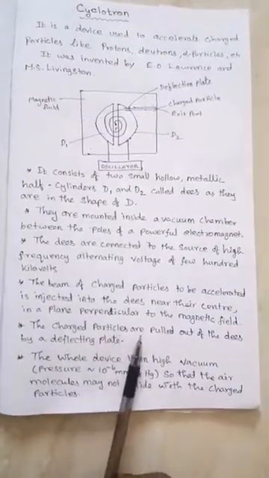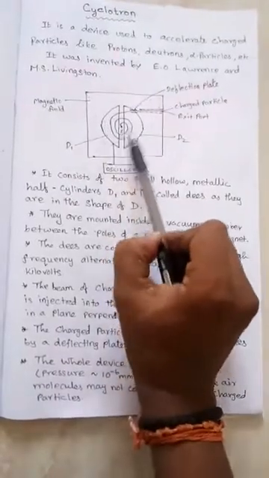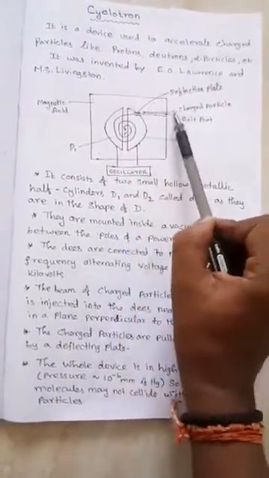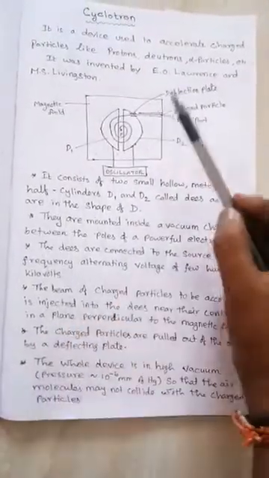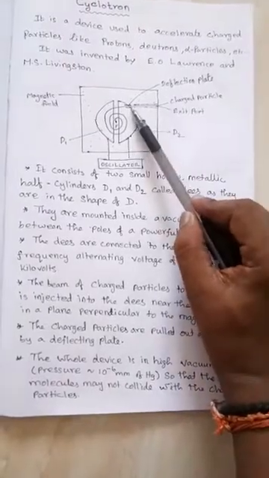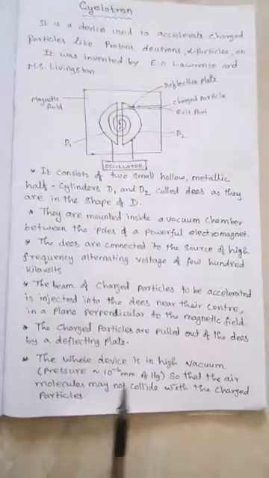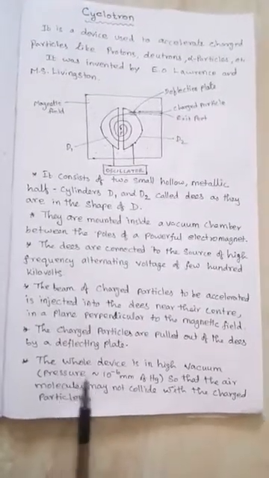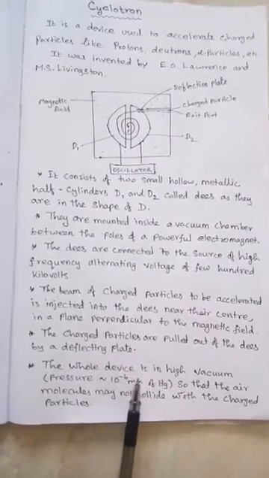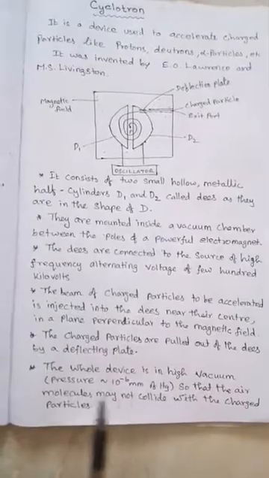The charged particles are pulled out of the Ds by the deflecting plate after accelerating. These are the deflecting plates, the outlet. This whole device is at high vacuum, approximately 10 to the power of minus 6 millimeter of Hg, so that the air molecules may not collide with the charged particle.